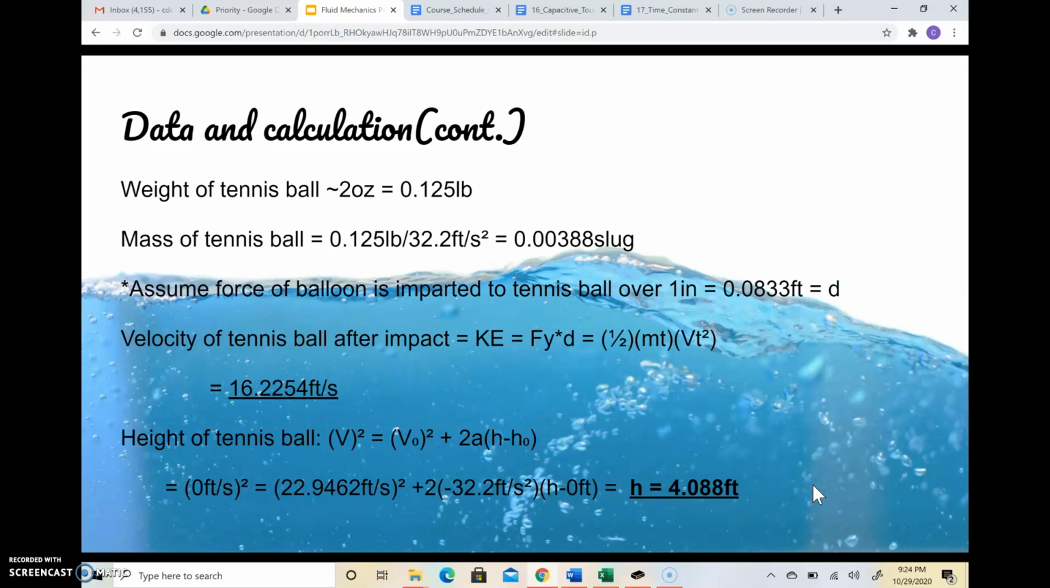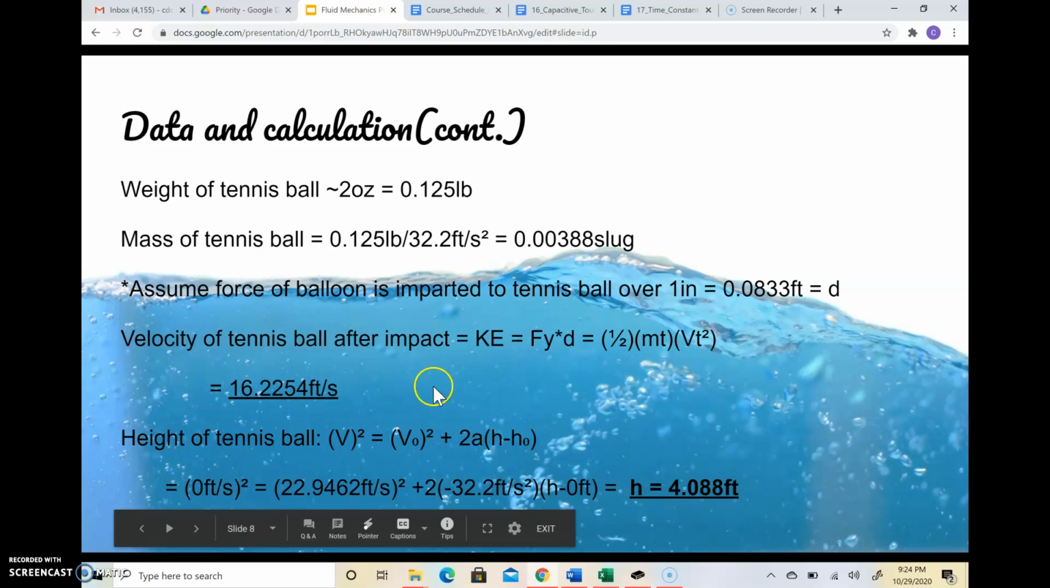The weight of our tennis ball was about 2 ounces, which equals 0.125 pounds. The mass of the tennis ball was about 0.00388 slugs. And assuming the force of the balloon is imparted to the tennis ball over 1 inch, which is about 0.0833 feet, we found the velocity of the tennis ball after the impact using the sum of the forces using kinetic energy. And we got 16.2254 feet per second. After that, we could solve for the height of the tennis ball using this equation. And the final height that we calculated was 4.088 feet.